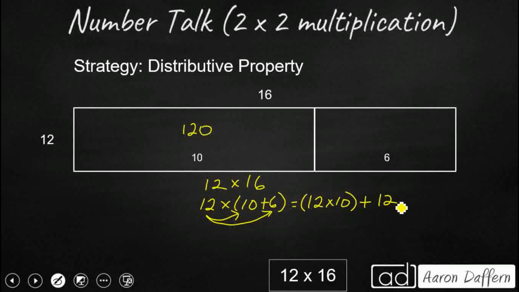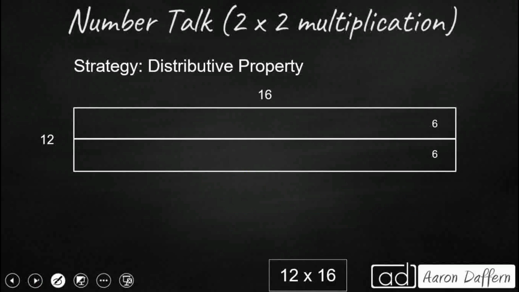And then we're going to add in that 12 times 6. And if we know our 12s, that's pretty easy. That is 72. And so we're going to add up our 120 and our 72, and we're going to get back to our, obviously, same answer of 192.